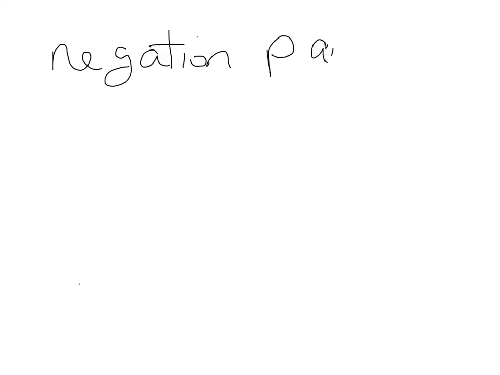All right, negation. Now the negation is P and not Q. We don't use the words if and then in it. So this would be having a tree and it not being green.